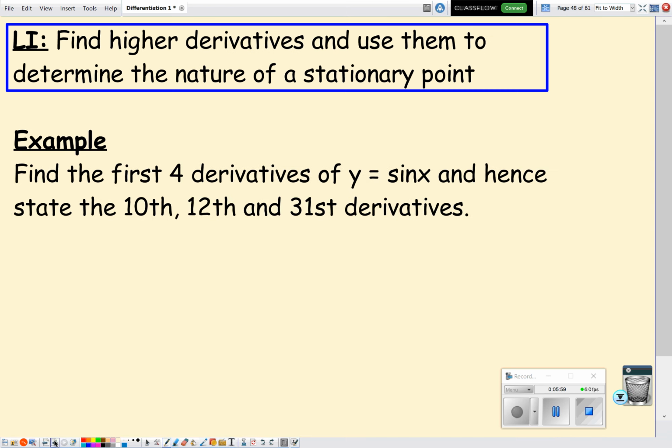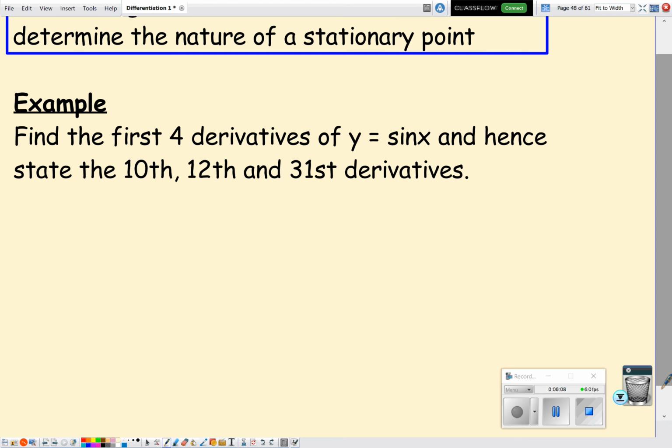Right, let's have a wee look at not that screen. Let's have a wee look at this one. Find the first four derivatives of y equal to sin x, and hence state the 10th, 12th, and 31st derivatives.